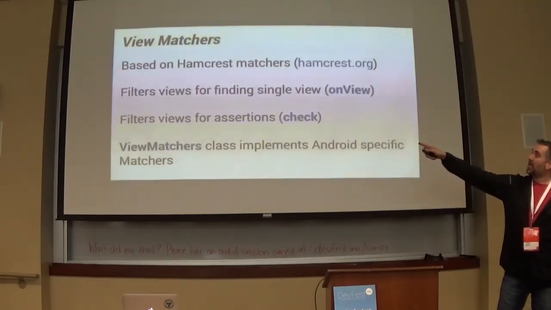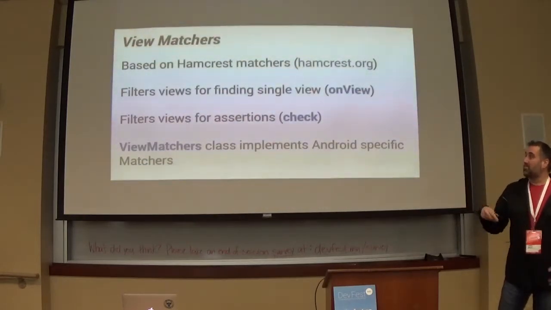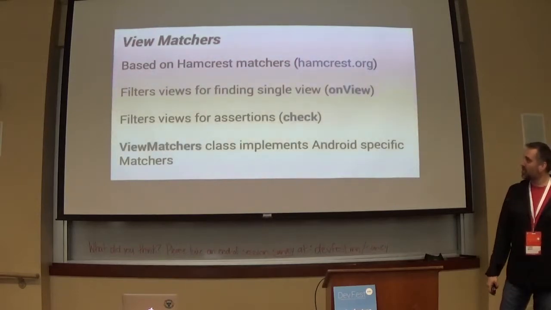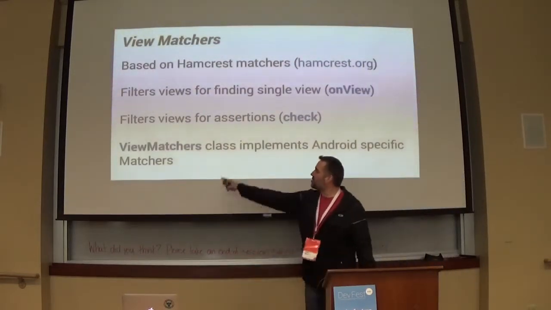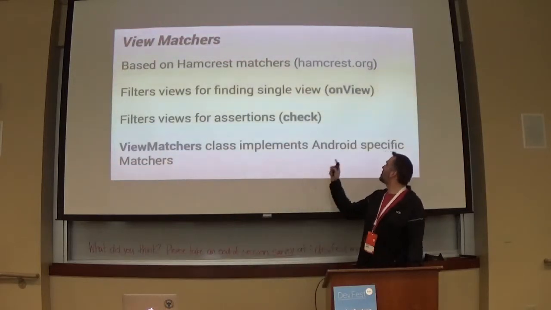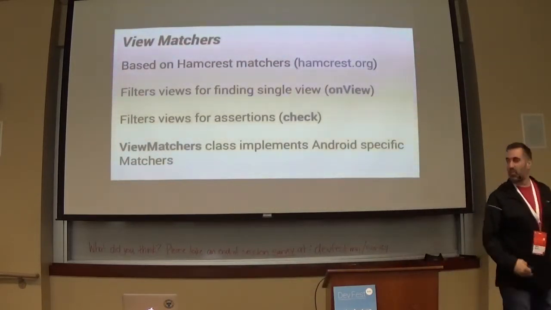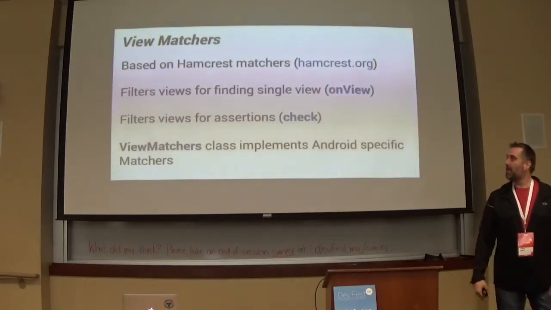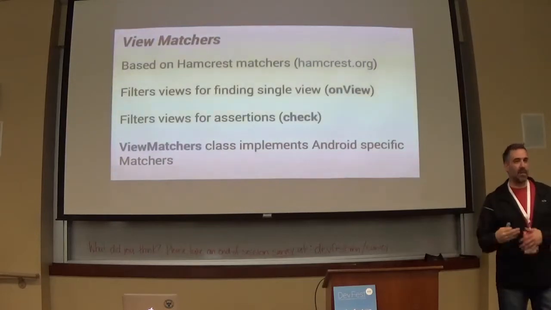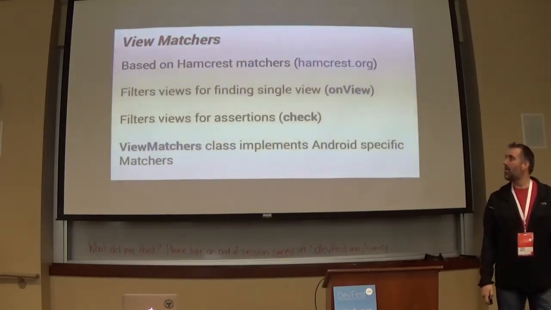You're going to use the matchers to find a single view for onView, or to find one or more views for your assertions. In Espresso, the ViewMatchers class implements all the Android-specific matchers. There are other matchers you can use as well that just come from Hamcrest, which I'll show. But all the ones that look for views are provided by the Espresso library.